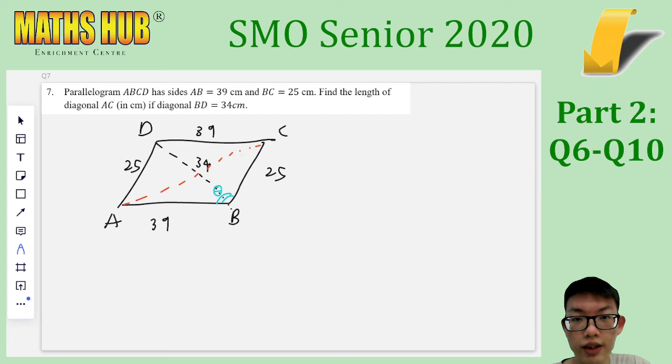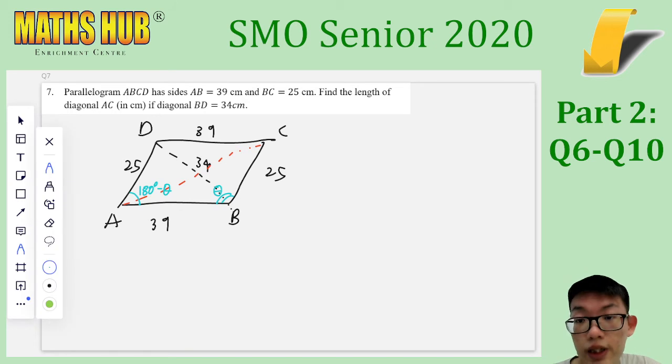Well, the other information we have is the opposite diagonal is 34. So we can use the cosine rule as well to find the other angle, which will be 180 degrees minus theta. And so immediately this tells us our plan. Find cosine of theta using cosine of 180 degrees minus theta, and both of these would be linked to the cosine rule. So now let's just work out the computational details.